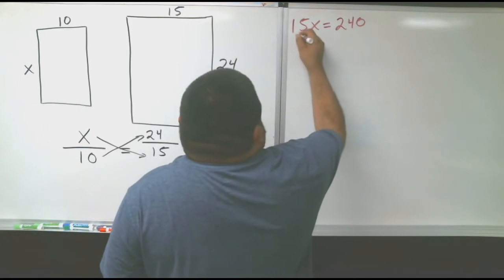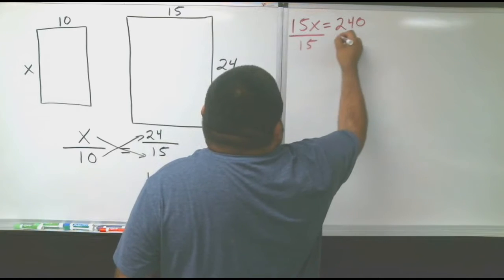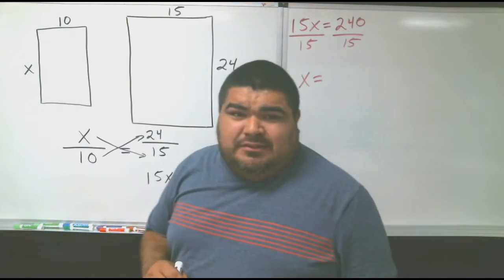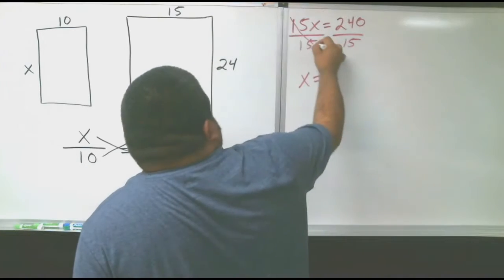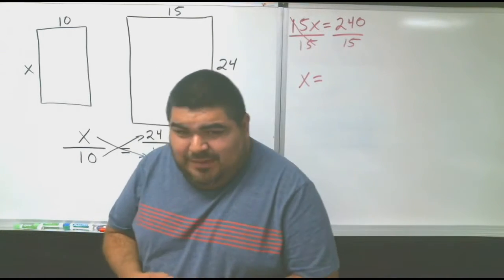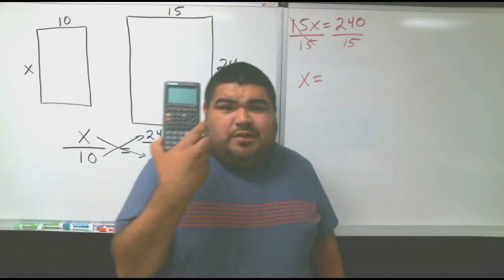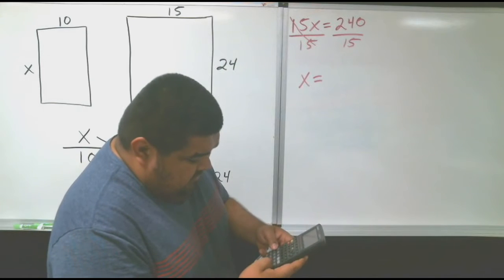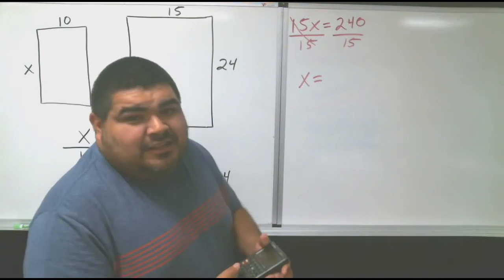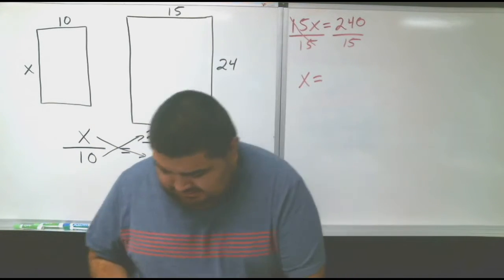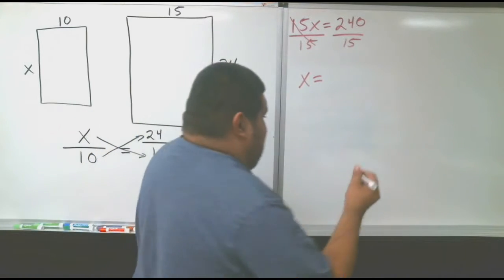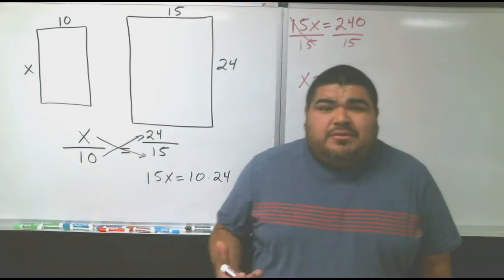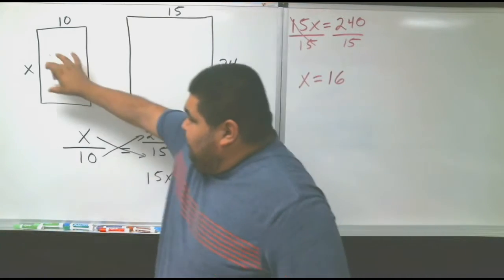Then we divide by 15. The reason why is because remember, we're solving for x. That cancels out the 15. 240 divided by 15. I have my calculator right here just to find out. So 240 divided by 15 is 16. So x equals 16. We found our answer for the variable.